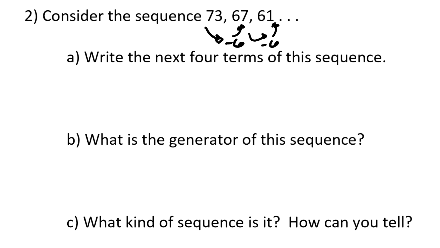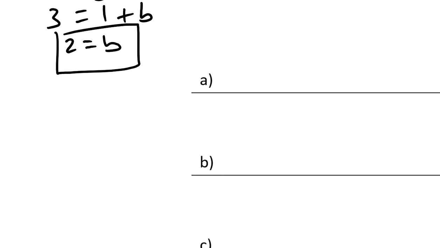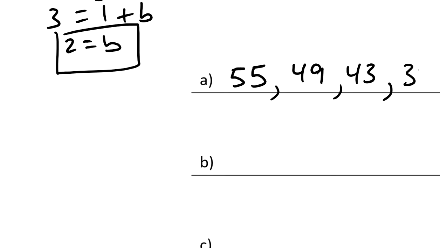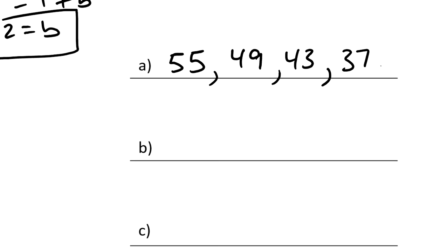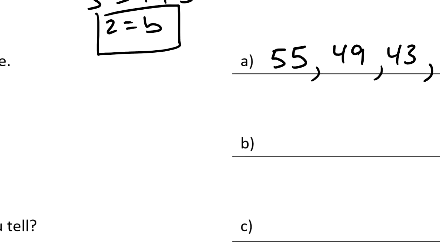So if I have the number 61, and I subtract 6 from it, the next value would be 55. And 55 minus 6 is 49. 49 minus 6 is 43. And 43 minus 6 is 37. So the sequence definitely continues, but we were just asked to identify the next four terms in the sequence.